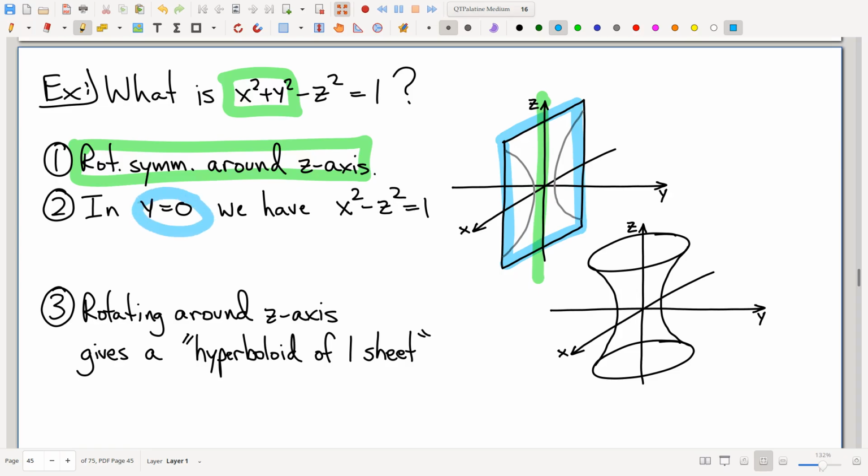That plane is y equals 0. I can plug that in. Let's see what the equation turns into. It turns into this. Again, flashbacks to high school, right? We recognize that. That's a hyperbola. That's a hyperbola that goes like this.